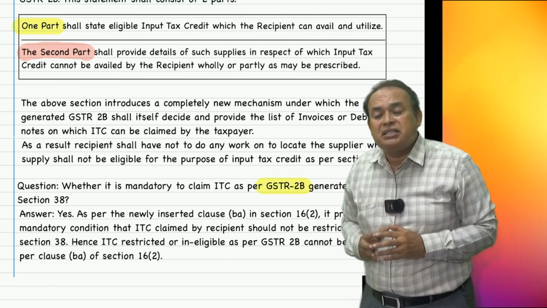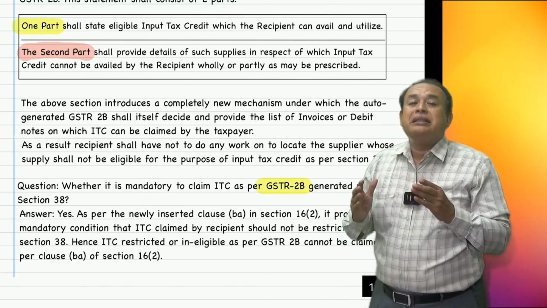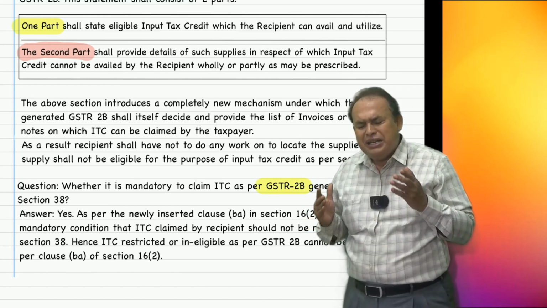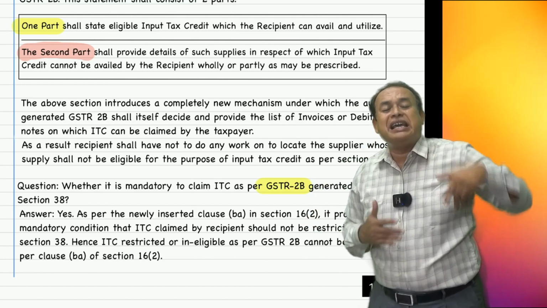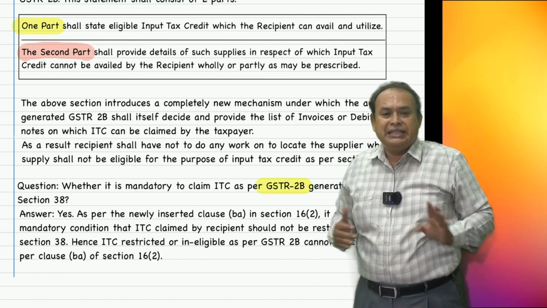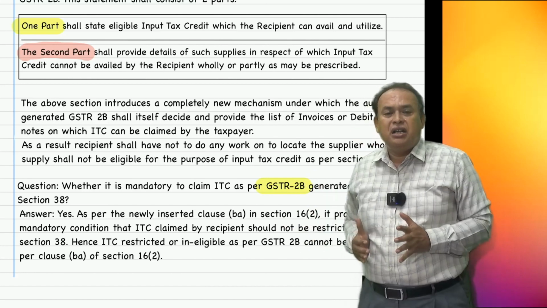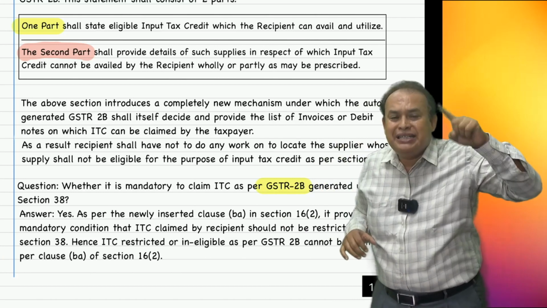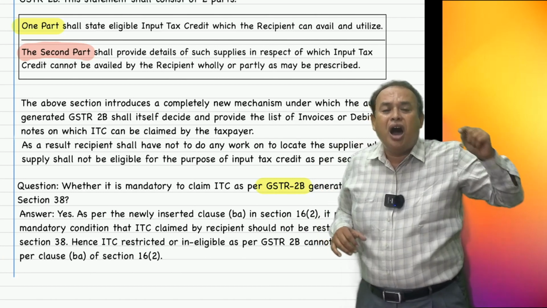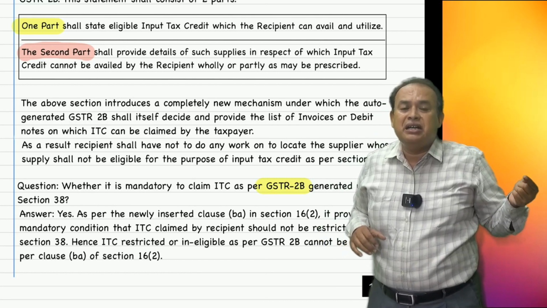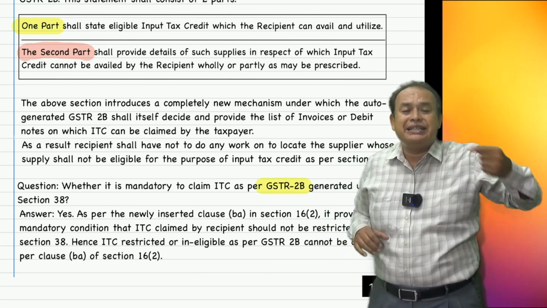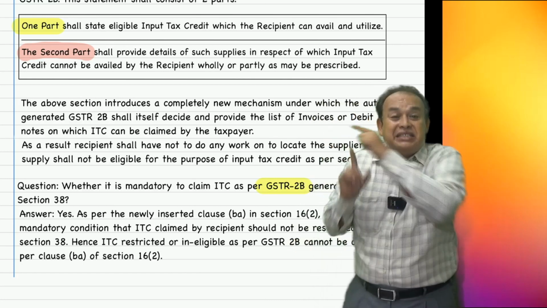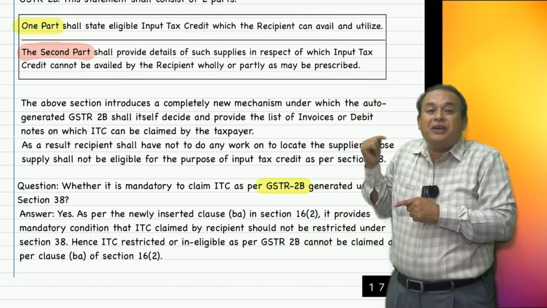What is the time? Section 16 subsection 4 says by 30th November of the succeeding financial year, or by filing the annual return, among the two dates whichever is earlier, within which you have to avail the ITC. For an invoice of the 2023-24 financial year, if you have not availed it in that year, you have to avail by 30th November 2024 or the date of filing the annual return, GSTR 9, among the two whichever happens earlier. Such is the time limit for availment of ITC.